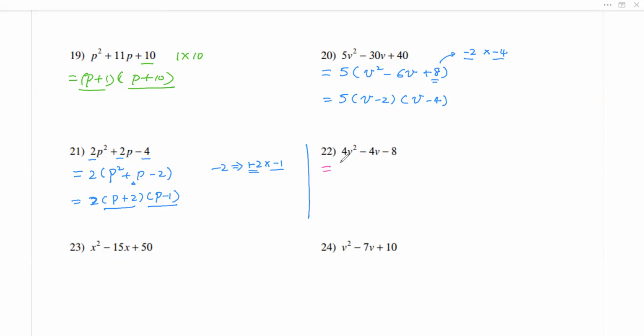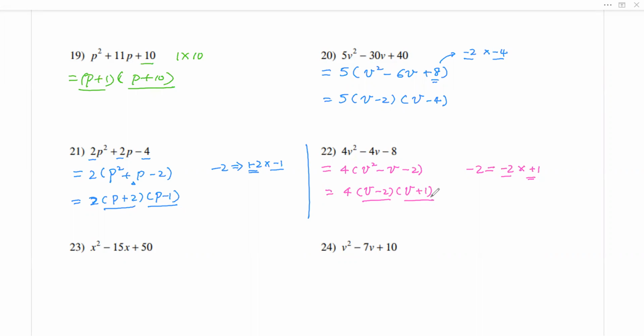Okay, so let's see 22. Take 4 out first. So the rest is, right? So negative 2, just like we said, can be factored into negative 2 times positive 1, right? The sum of them is negative 1, right? So it will be v minus 2. This one is v plus 1, right?